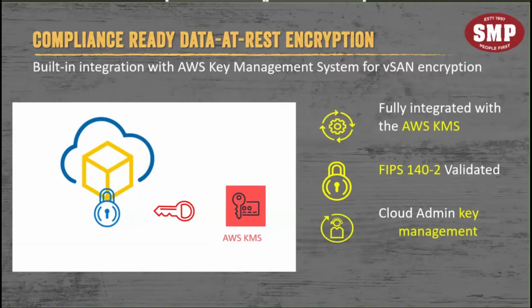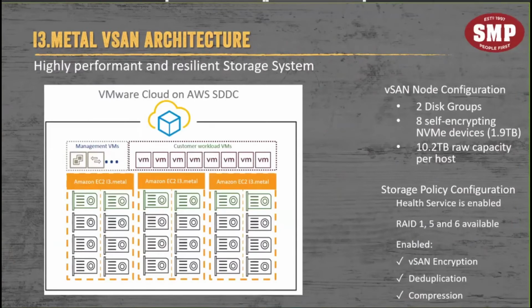All right, so as we were talking, you got the i3 Metal, and what that is, it does have 8 self-encrypting drives. It gives you 1.9 terabyte drives. There's 10.2 terabytes of raw capacity per host. You do have the capabilities of RAID 1, 5, and 6, and automatically enabled is encryption, deduplication, and compression.